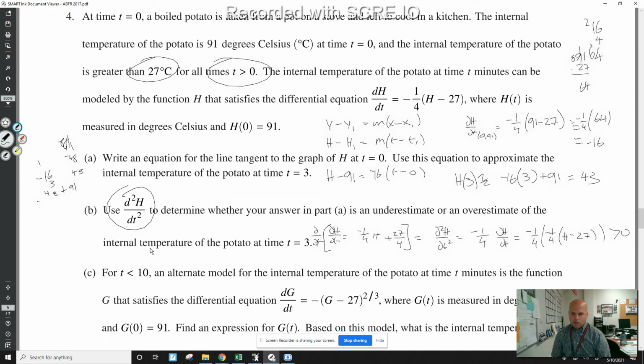Now, since the second derivative is positive, is our tangent approximation over or under? Well, if you have a concave up graph and you use a tangent line to approximate, all your points on your tangent line, regardless of its location relative to the centering of your tangent line, is under. So this approximation 43 is under the actual. Why? D squared h over dt squared is positive.